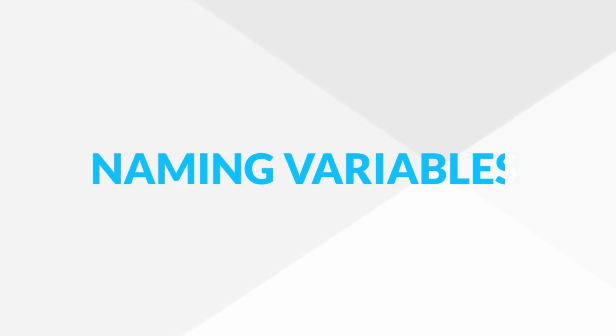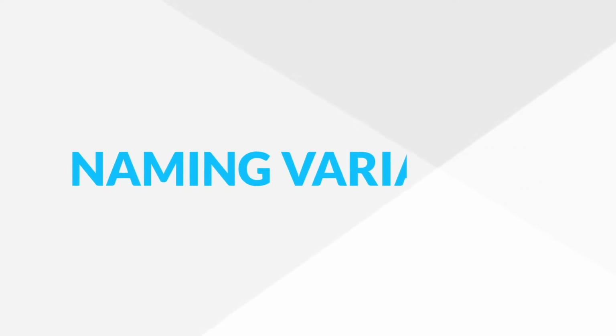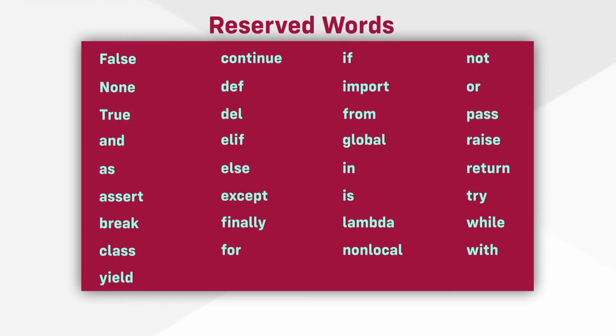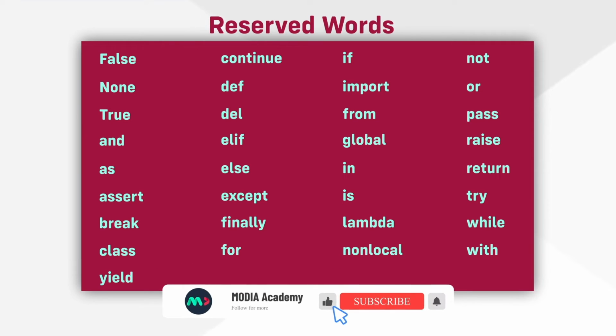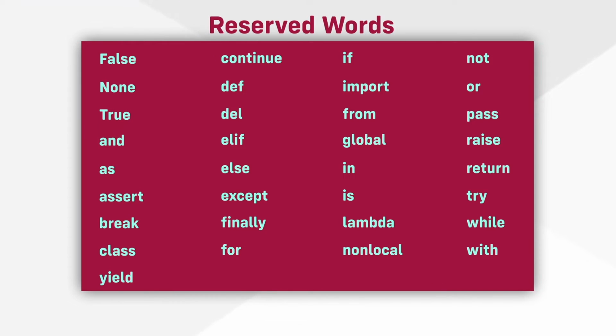Now let's talk about naming variables. We can name our variable whatever we want as long as it's not a reserved word. Every programming language has what's called reserved words. Now, what do we mean by reserved words? Well, if we use these words, we must use them to mean the thing that Python expects them to mean. Another way to put that is, we can't use them elsewhere.